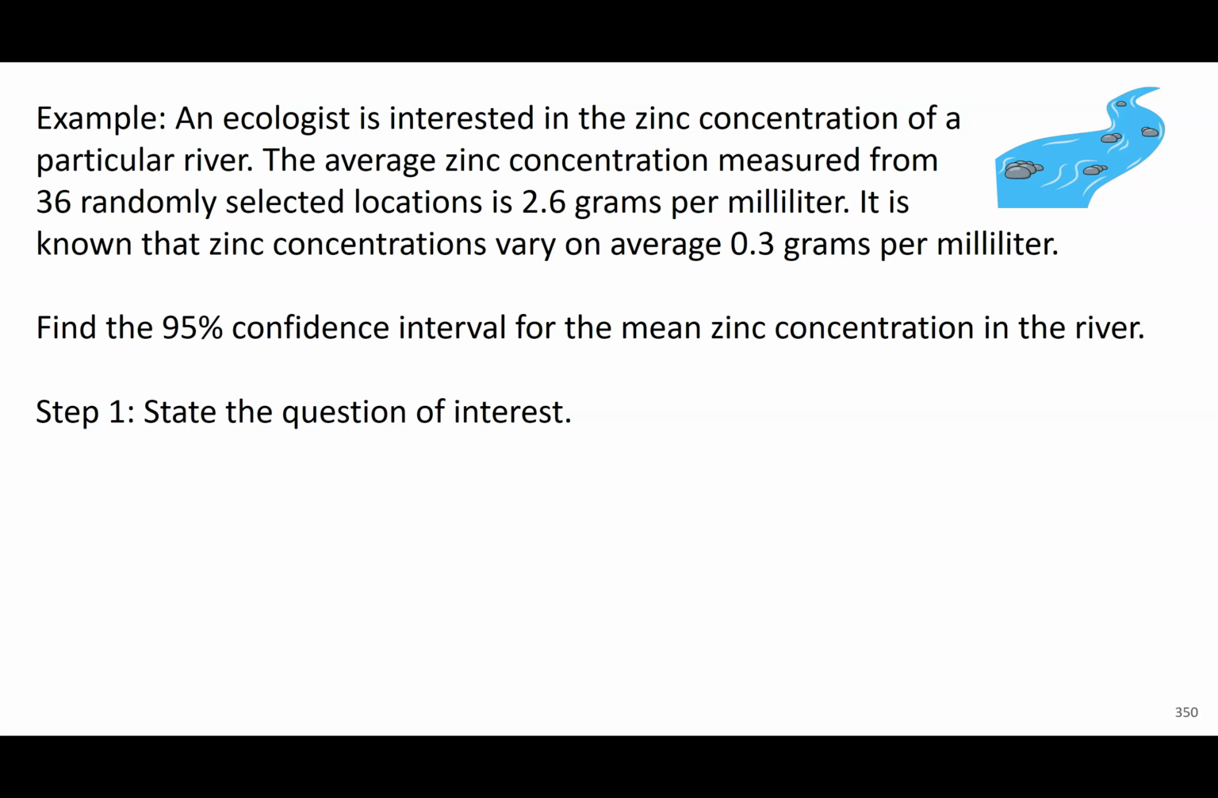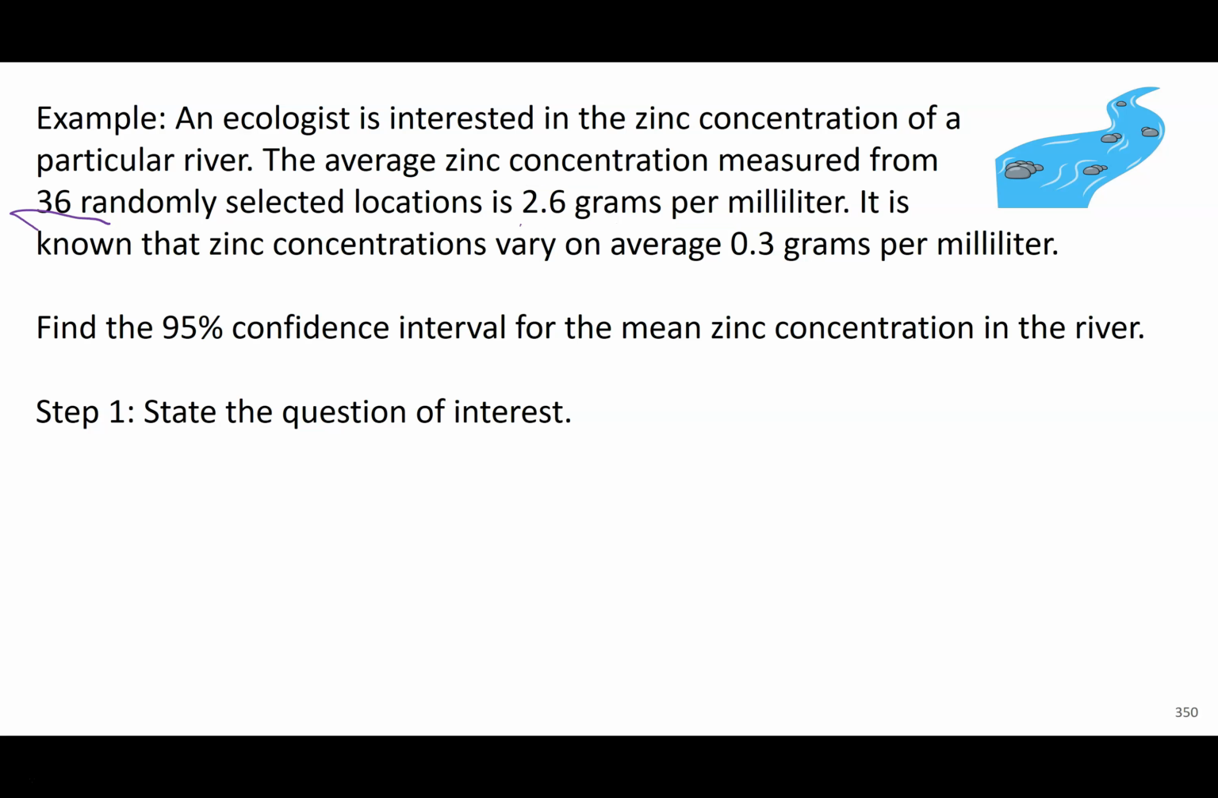So the example we're going to work through first is a zinc concentration in a river example. So there's an ecologist, and they're really interested in the zinc concentration in a specific river. So they go ahead, they randomly select 36 locations on this river, and they collect samples, and they calculate the average zinc concentration of those 36 locations is 2.6 grams per milliliter.